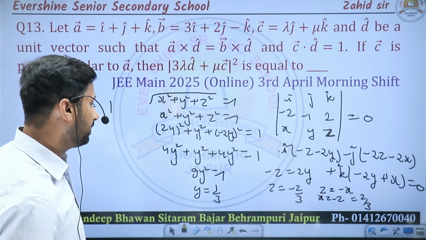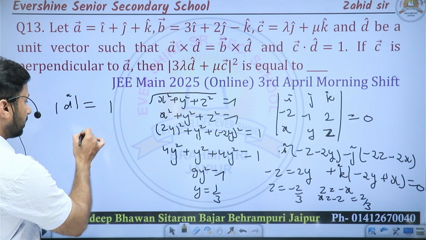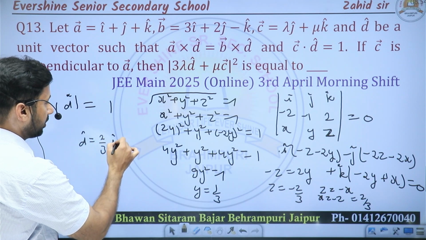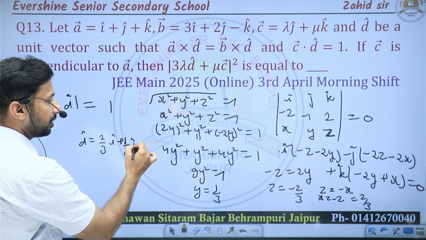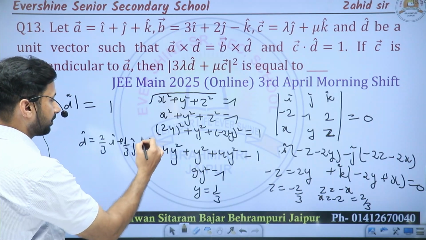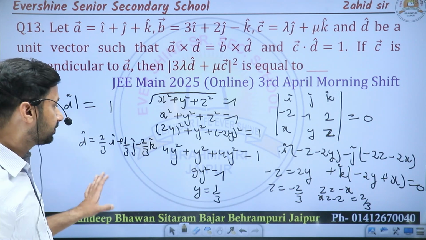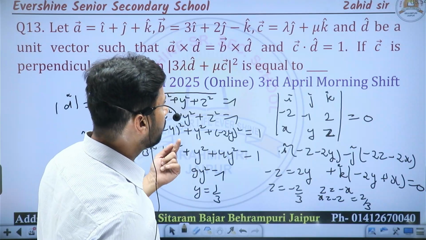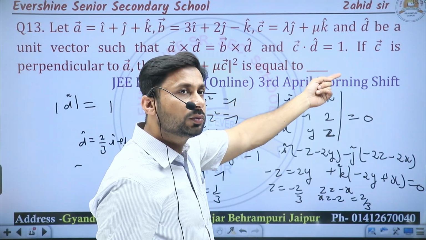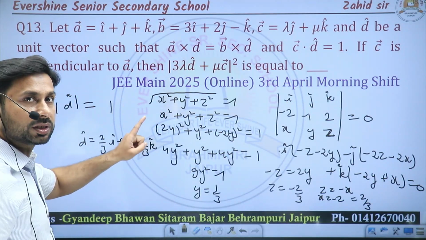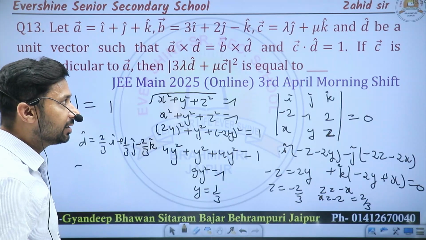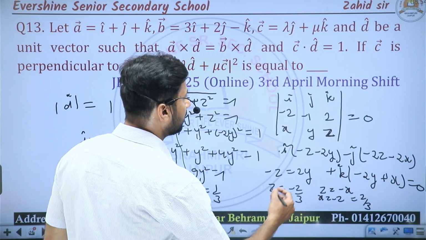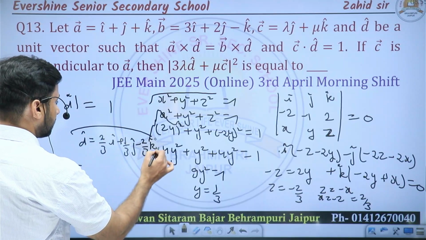I got the values of x, y and z. Now vector d will be equal to 2/3 I cap plus 1/3 j cap minus 2/3 k cap. So I got the value of vector d. Once we get vector d, one more thing is given, c dot d cap is equal to 1 and c is perpendicular to a. By these two conditions, we will find the value of c. So I can write vector d here. This is your vector d. Okay.